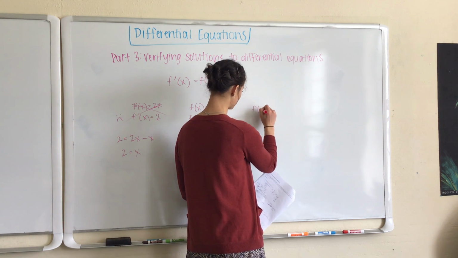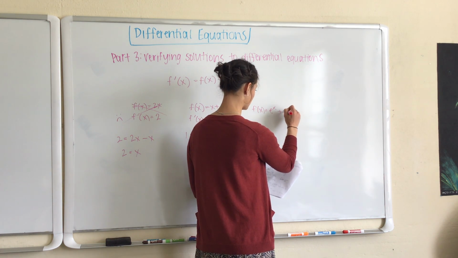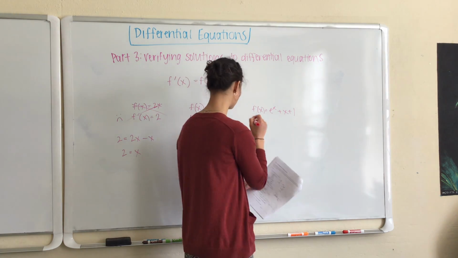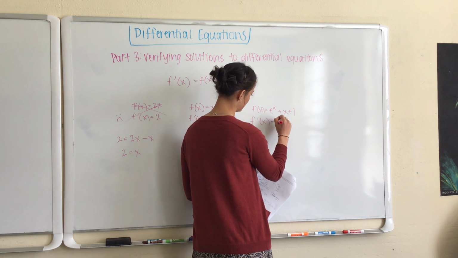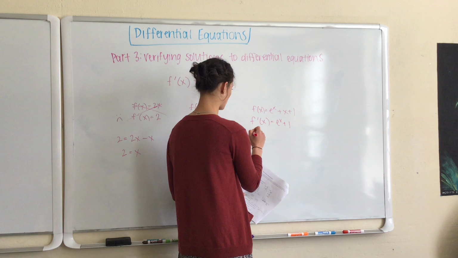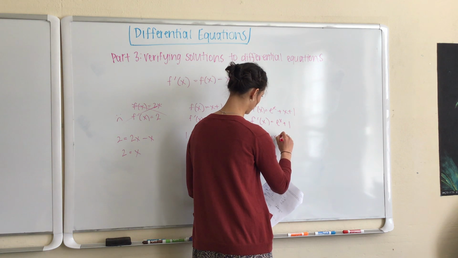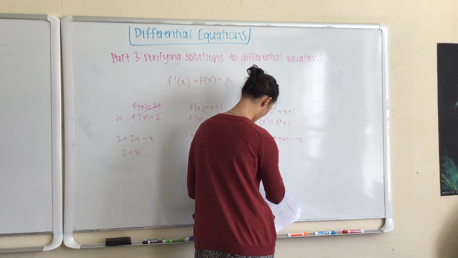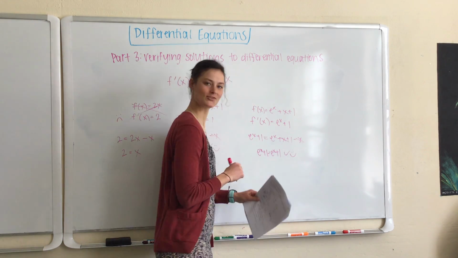All right, what about f of x equals e to the x plus x plus 1. So again, in order to plug and chug, we need the derivative. So f prime of x, the derivative of e to the x is e to the x, the derivative of x is 1, the derivative of 1 is 0. So then we're going to have e to the x plus 1 is equal to f of x, which is e to the x plus x plus 1, minus x. We get e to the x plus 1 equals e to the x plus 1. Check. Smiley face. That all worked out for us.